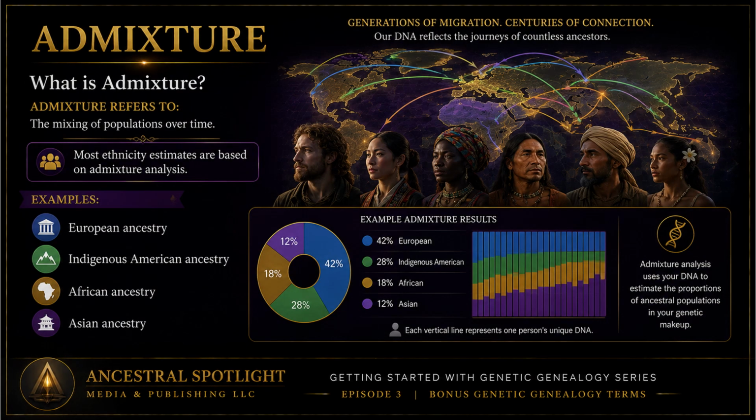Human populations have migrated and intermarried throughout history. As a result, most people inherit DNA from multiple ancestral populations. DNA testing companies use admixture models to estimate the percentages of ancestry associated with different regions of the world. These estimates are useful clues but should not be treated as exact measurements.